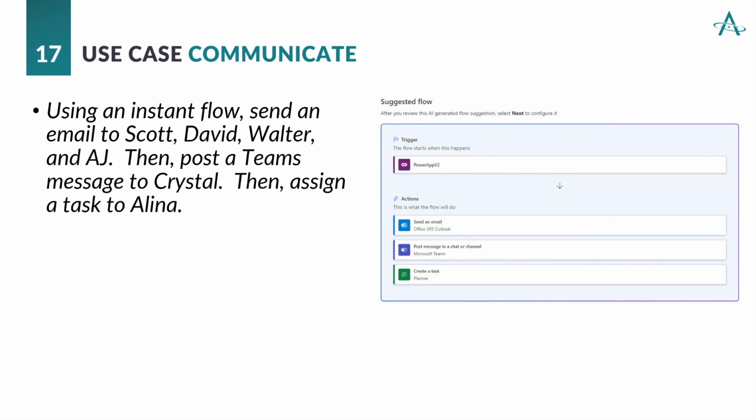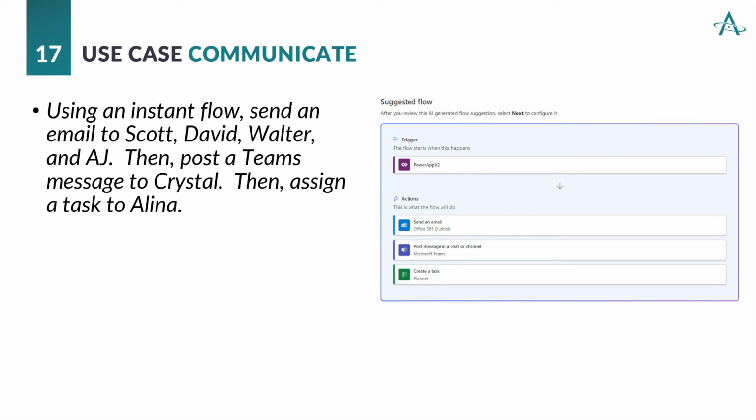All right, our third use case. With any project, one of the most important features you can do between the project team and stakeholders is communicate, communicate, and then communicate. Here's the example. Using an instant flow, send an email to Scott, David, Walter, and AJ. Then post a Teams message to Crystal, then assign a task to Alina.